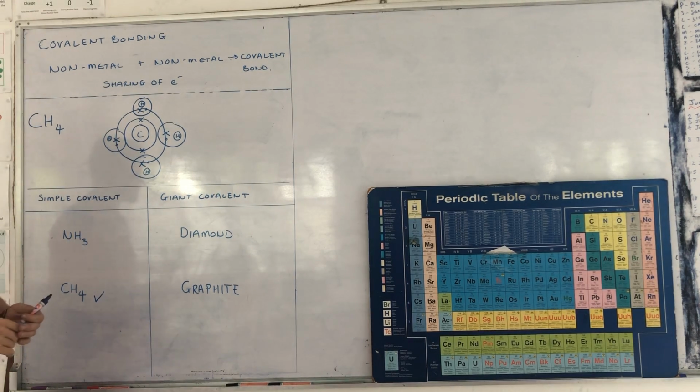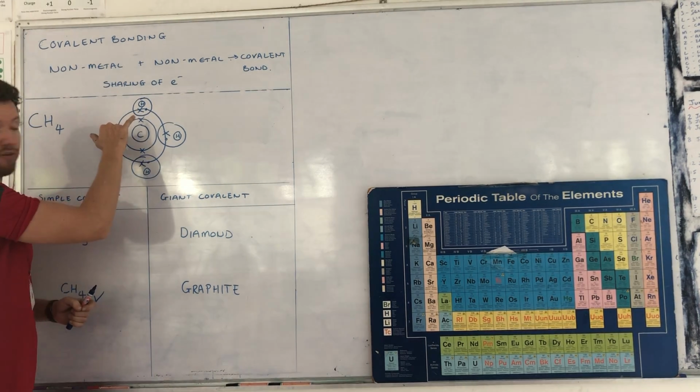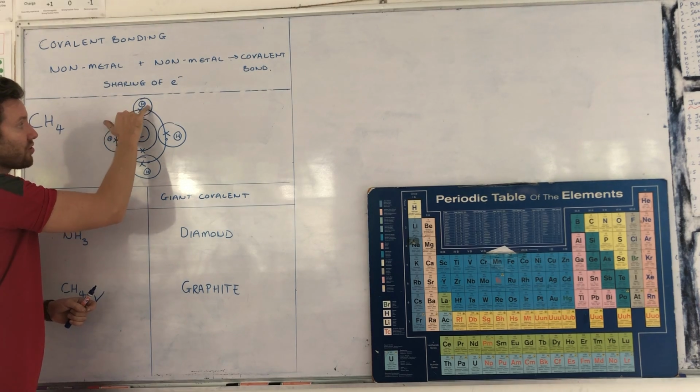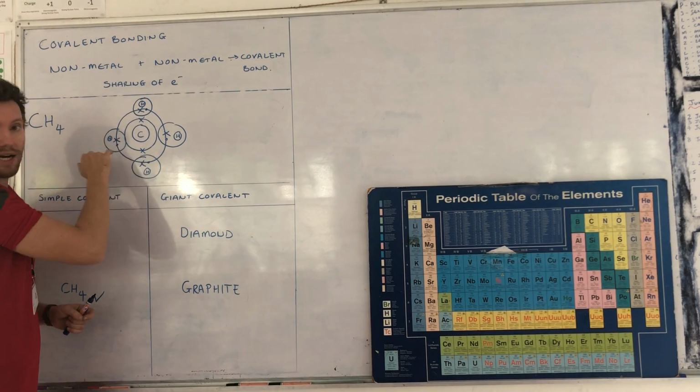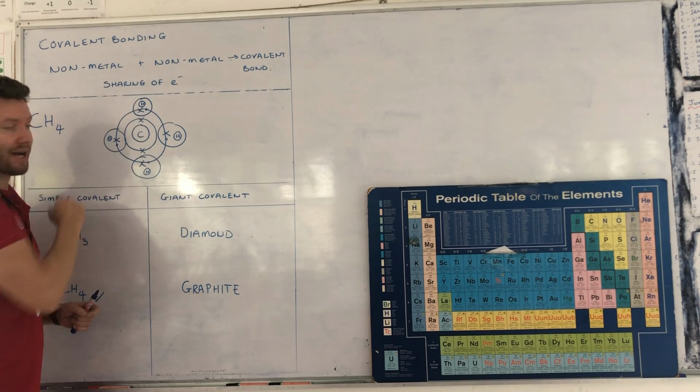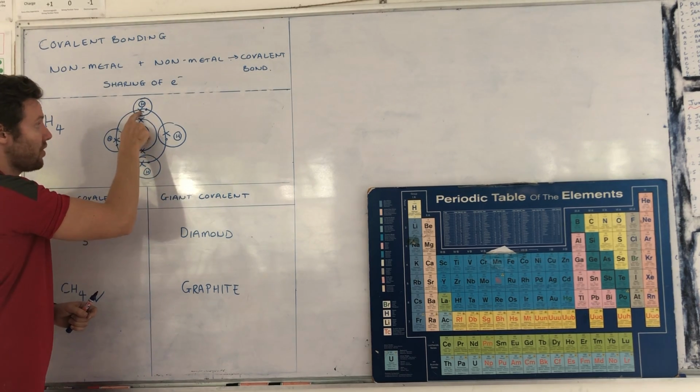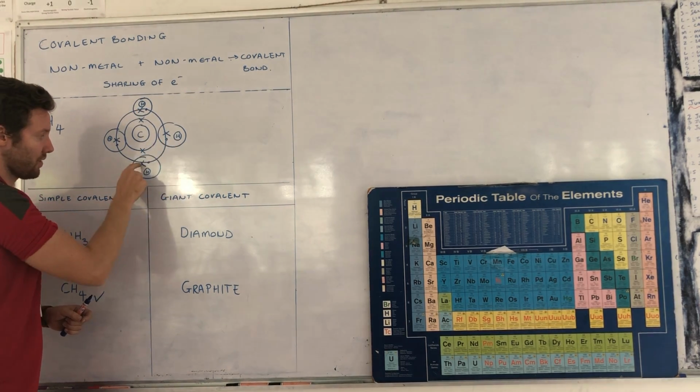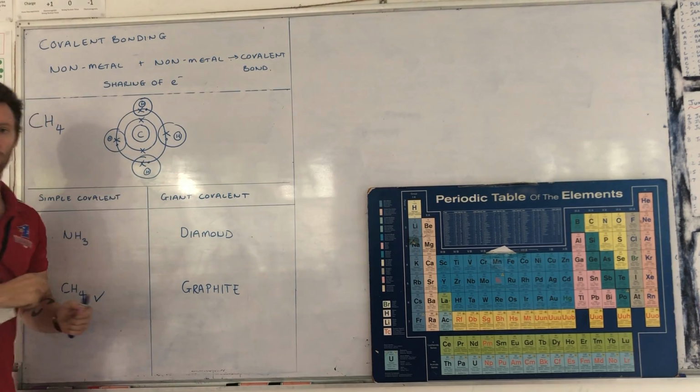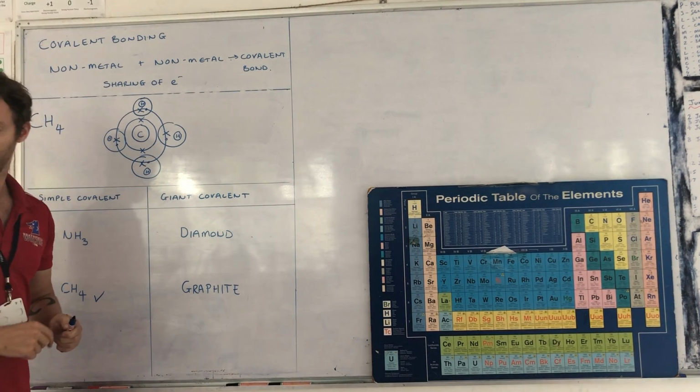Hydrogen can also have its full stable outer shell from its first orbit. 2 electrons, one shared from the carbon and one from the hydrogen, allowing hydrogen to have its stable orbit. 1, 2, 1, 2, 1, 2, 1, 2. Nice and simple.